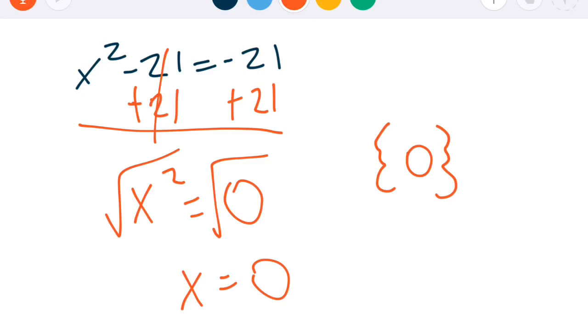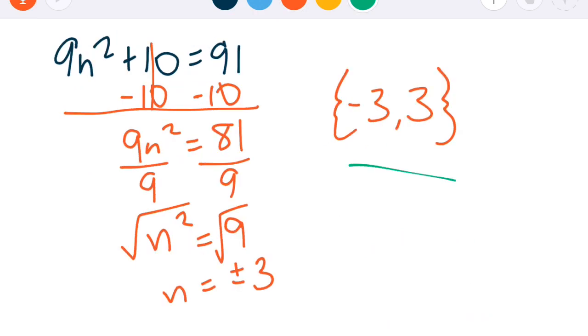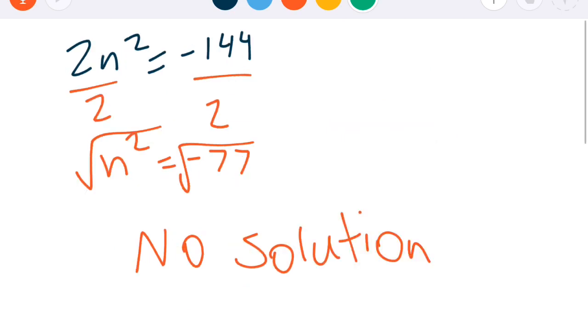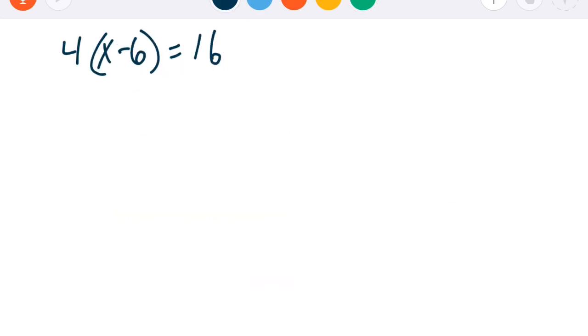So whenever we're solving using the square roots method, there are three types of solutions. We can have two answers, like the first two problems we did. We could have no solution, or we could have one solution. In this case, it was 0. We are going to do one more problem here. This problem is going to be a little bit more difficult than the other ones we've done. It's going to require a couple more steps.